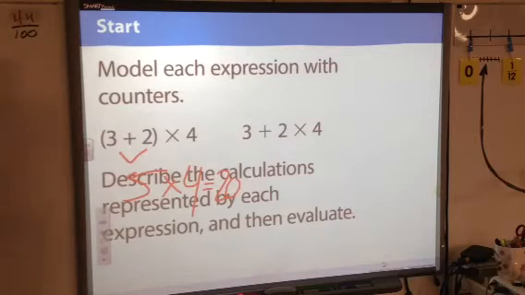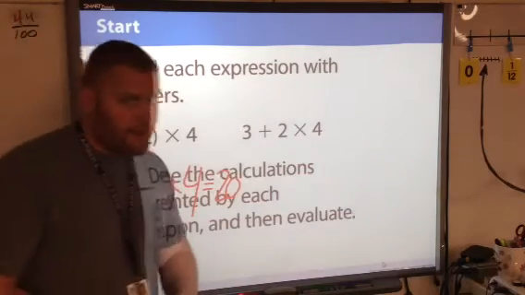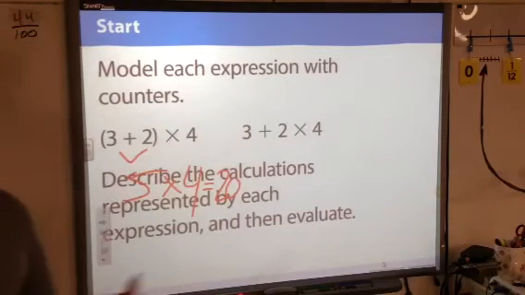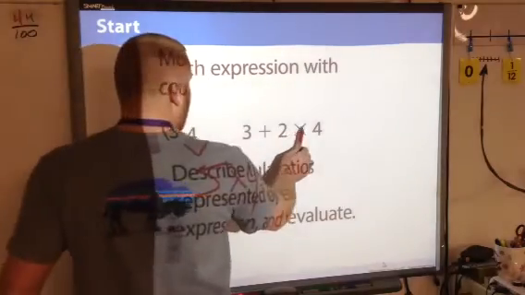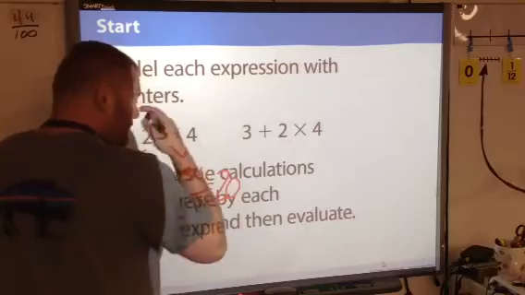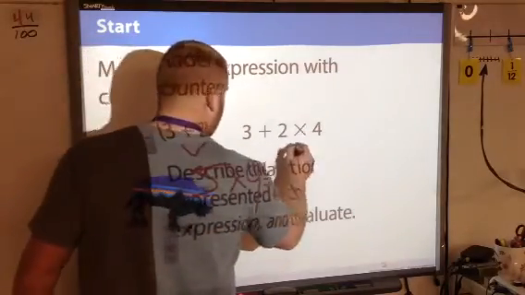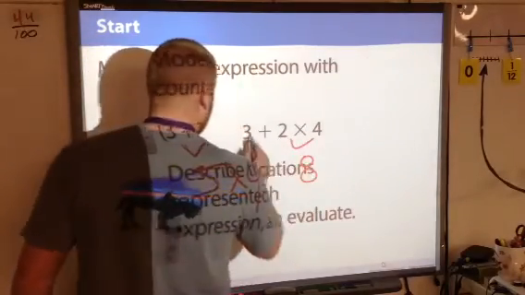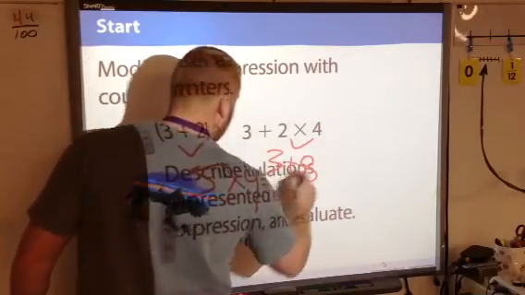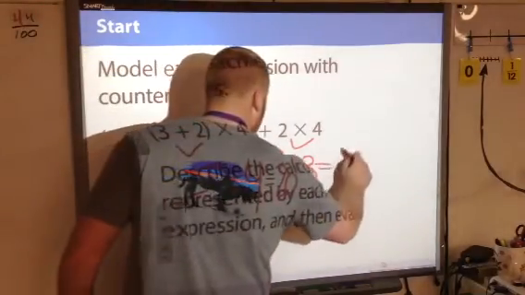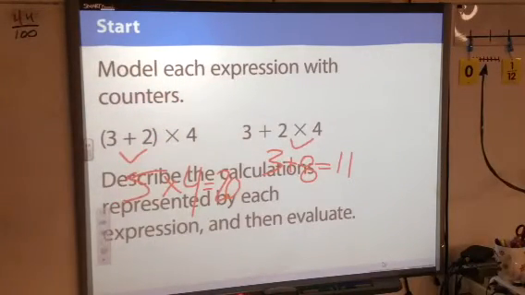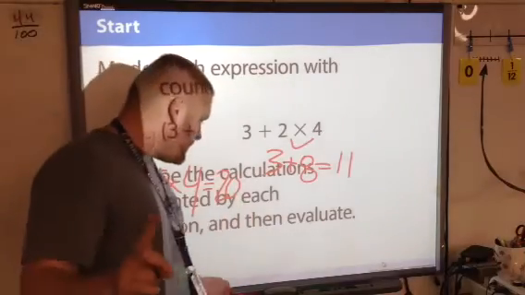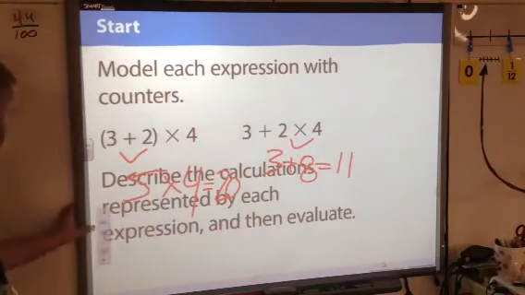Now, if I look at this expression over here, I notice that there are no parentheses, and I see addition and multiplication. Well, according to order of operations, what do I do first? That's multiplication. So I see that 2 and 4 are on the outside of the addition, so I do 2 times 4, and I end up with 8. I rewrite my equation, 3 plus 8 equals 11. See how that drastically changes what my outcome is? So pay attention to those order of operations. Look for those parentheses, see if we need to do that first.